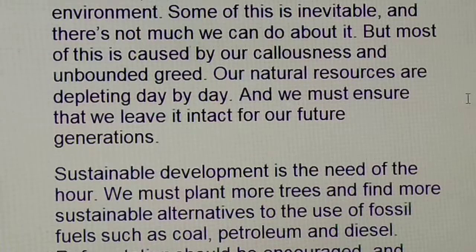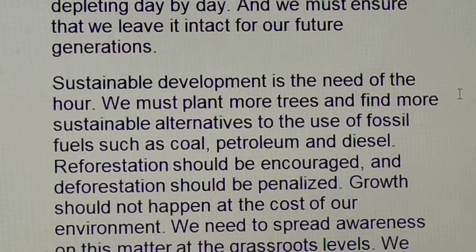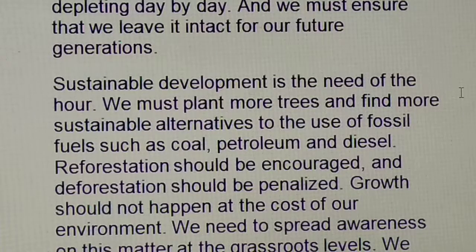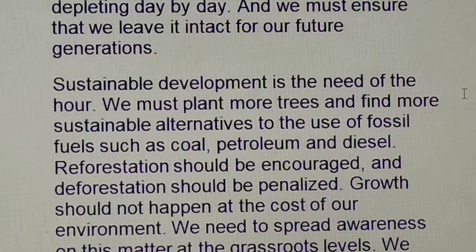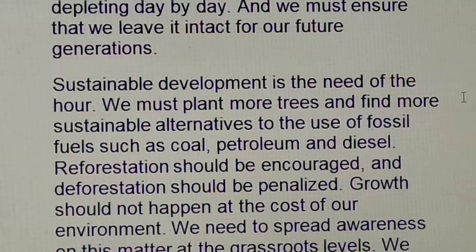And we must ensure that we leave it intact for our future generations. Yes, very important. Sustainable development is the need of the hour. We must plant more trees and find more sustainable alternatives to the use of fossil fuels such as coal, petroleum, and diesel. Reforestation, that means plant trees. Why? Because man has cut so many trees.